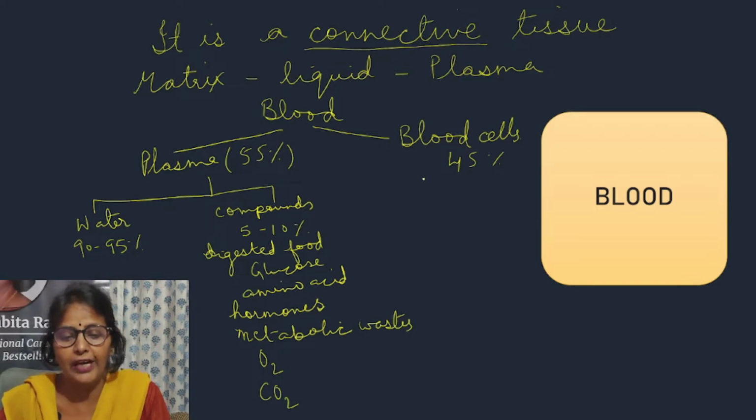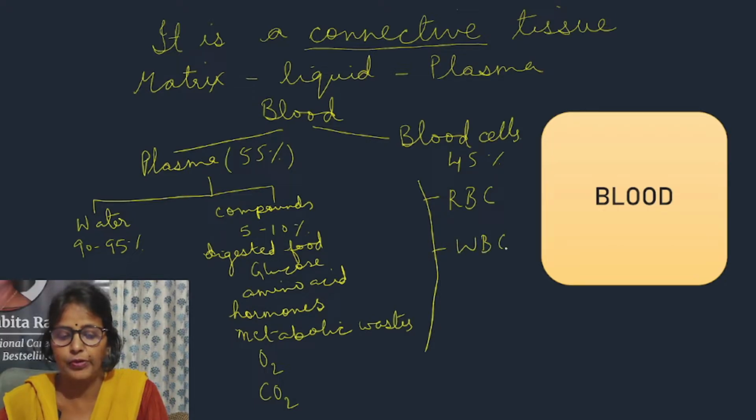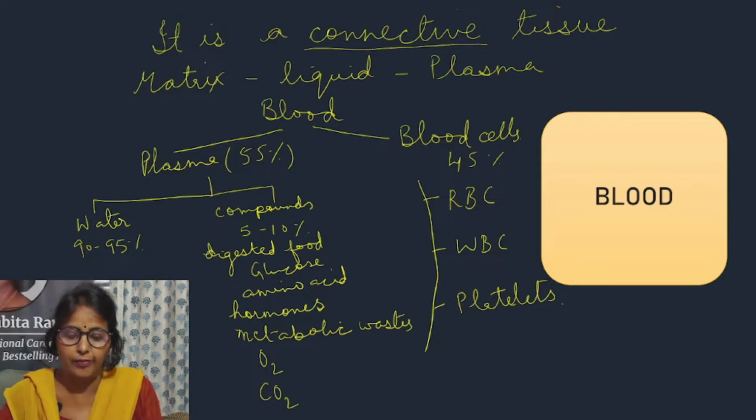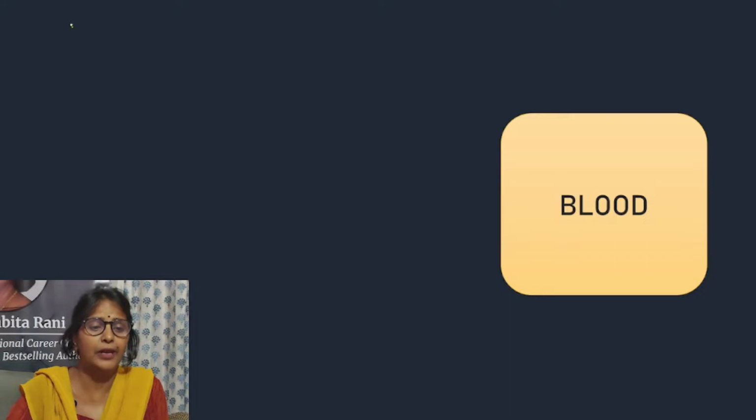If we look at blood cells, we have three different types of blood cells. One is RBC, red blood corpuscles. The other is WBC, white blood cells, and the third one is the platelets. So three different types of cells are there in blood, and they constitute 45% of the blood: RBC, WBC, and platelets.